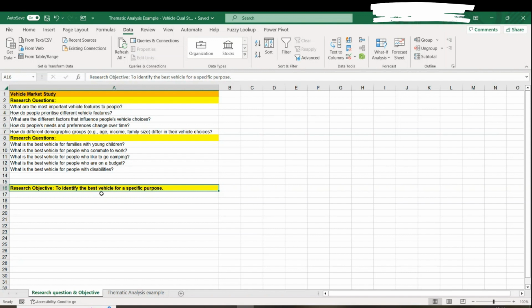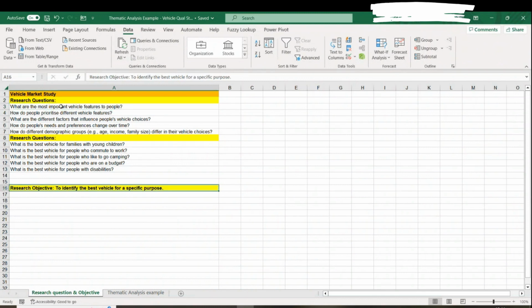Maybe the best vehicle for families, or maybe that's your research question or research objective, or you would say the best vehicle to go off-roading. That would be another type of objective. And from what your objective is, that's when your research questions will also link with your research objective.